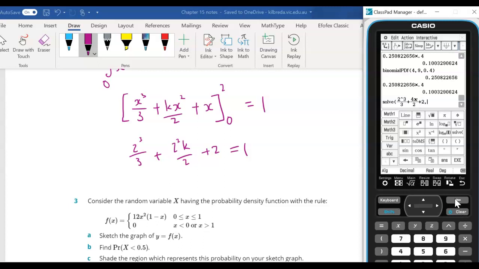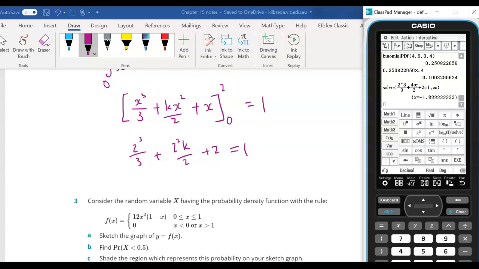Oops, we've got to make that equal 1. Oops. I'm using my little stylus to press them and sometimes it doesn't work.